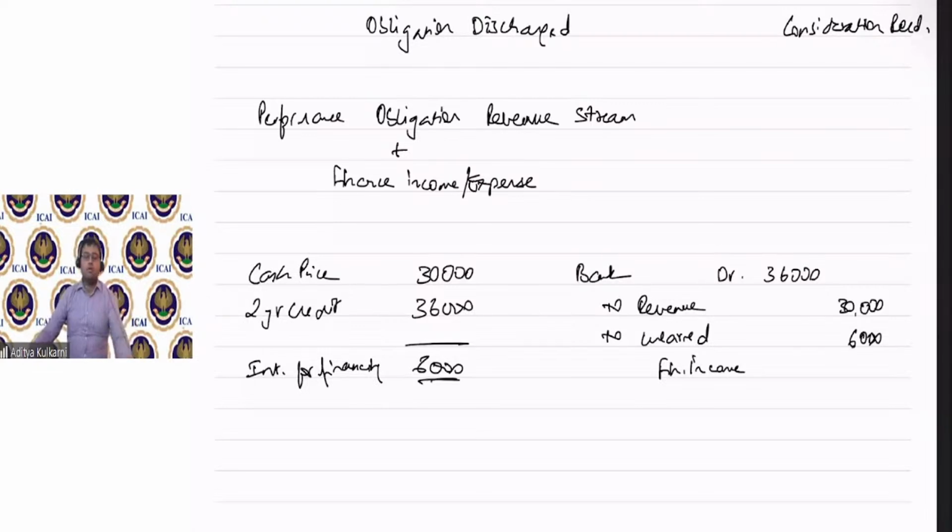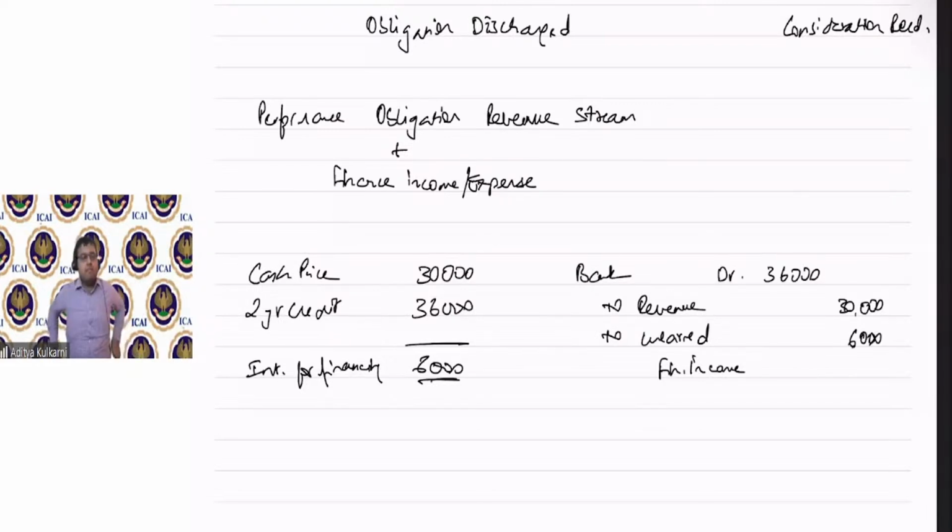Now, there are some exceptions to significant financing component. What are those exceptions? First one, the customer voluntarily makes the payment at his discretion.